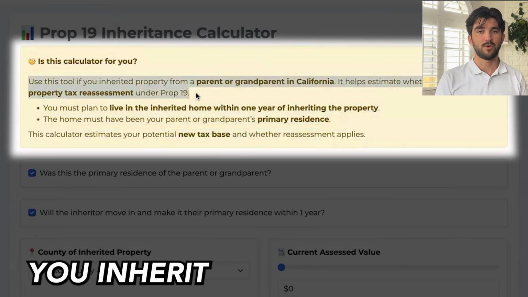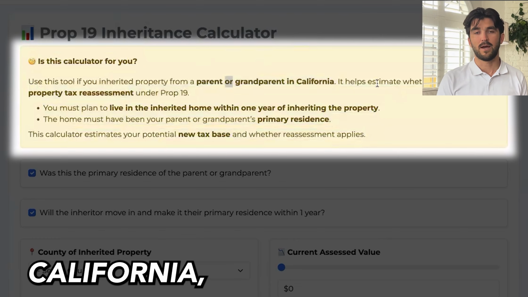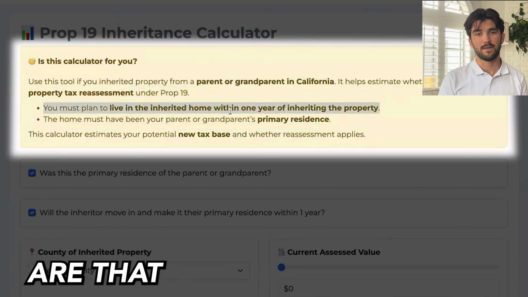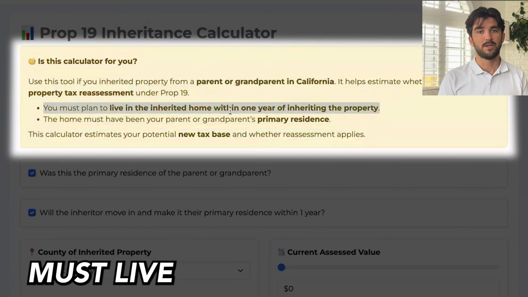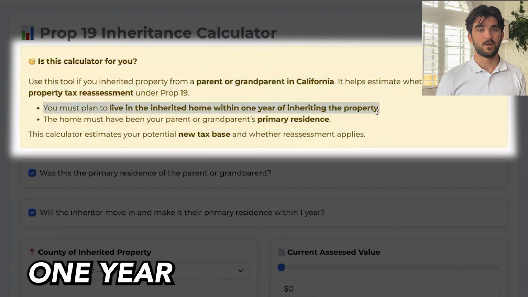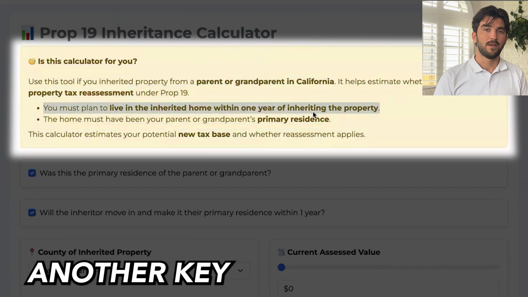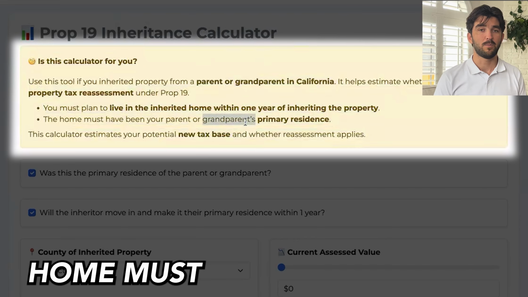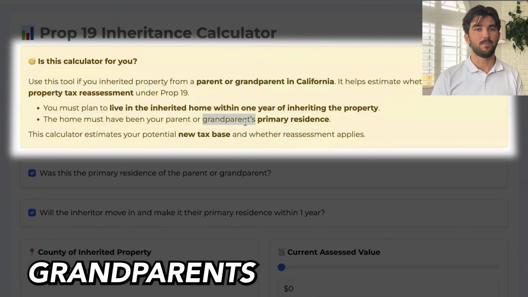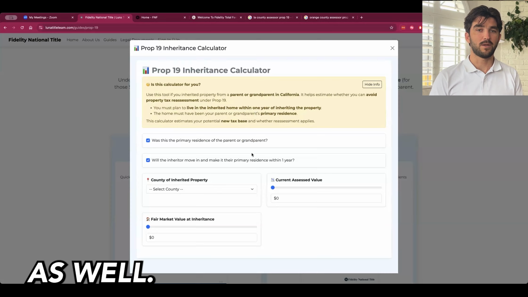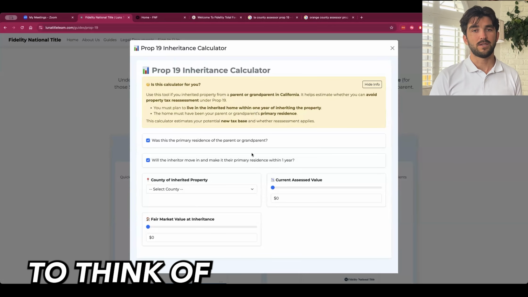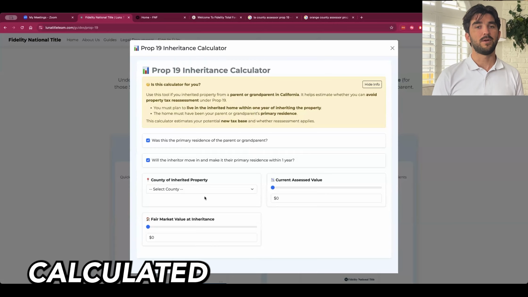Use this tool if you inherited property from a parent or grandparent in California. The main requirements are that the person inheriting the property must live in the inherited home within 1 year of inheriting that property. Another key distinction, the inherited home must have been their parents' or grandparents' primary residence as well. The math on this one can be a little bit wonky to think of at first, but we do have a nice calculated section we'll look at.